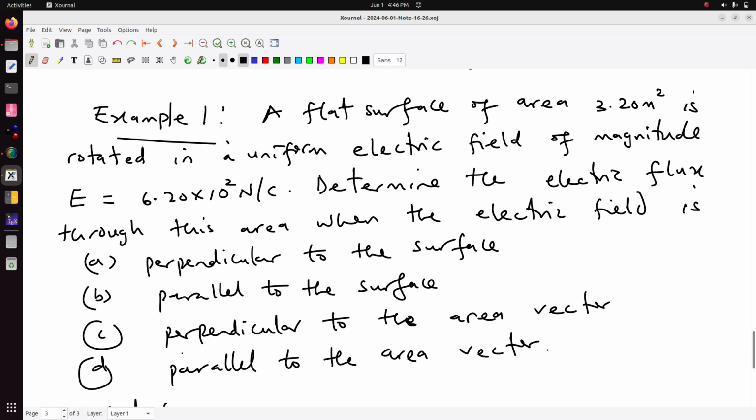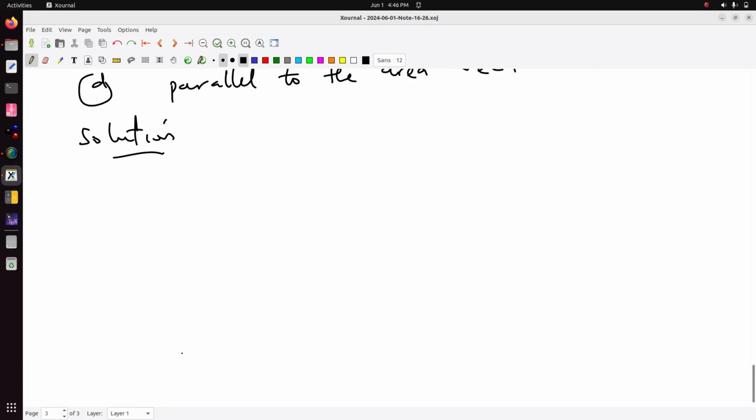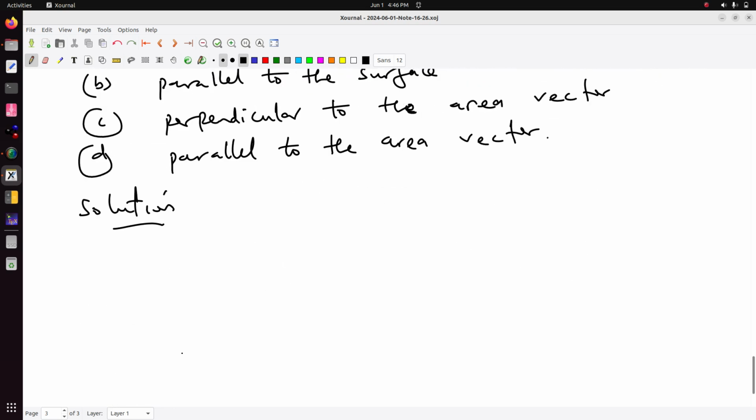So there are 4 cases that are given, and I've given these 4 cases so that I will explain all the various situations that you can come across. The first one is when the electric field is perpendicular to the surface. The second, when the electric field is parallel to the surface. The third, when the electric field is perpendicular to the area vector. And the fourth one is when the electric field is parallel to the area vector. Now, let me say the first part. Let's say this is a surface.